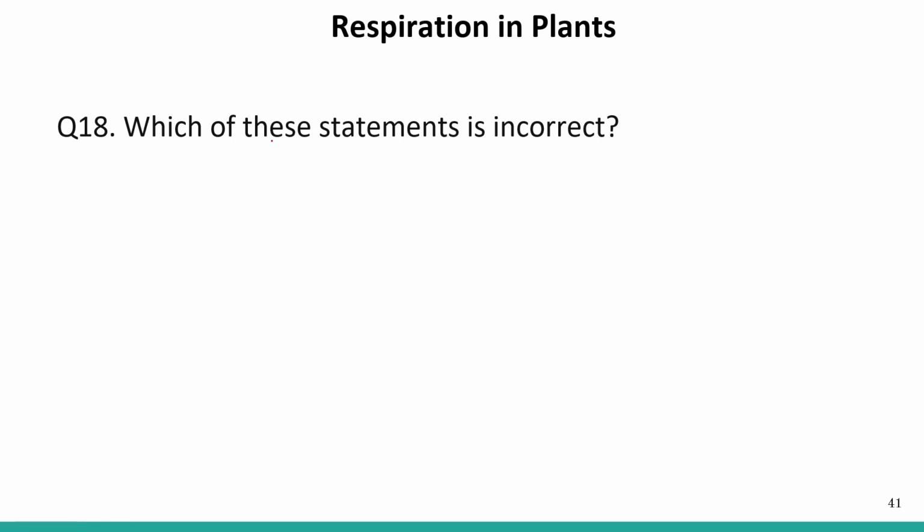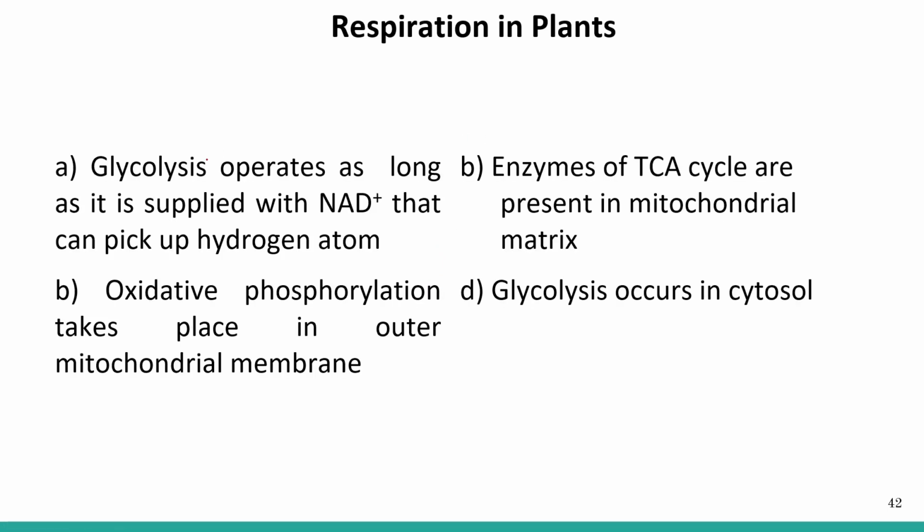Now, the next question is, which of these statements is incorrect? We have to select. Options are: glycolysis operates as long as it is supplied with NAD plus that can pick up the hydrogen atom. So this is true. Now option B is, enzymes of TCA cycle are present in the mitochondrial matrix. This is also true because TCA cycle takes place in the matrix.